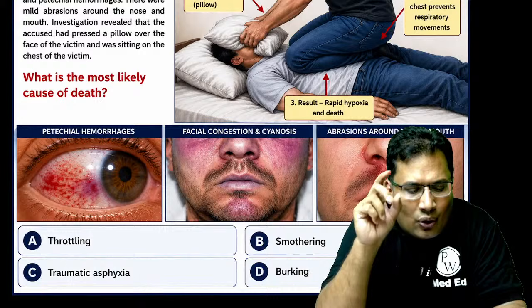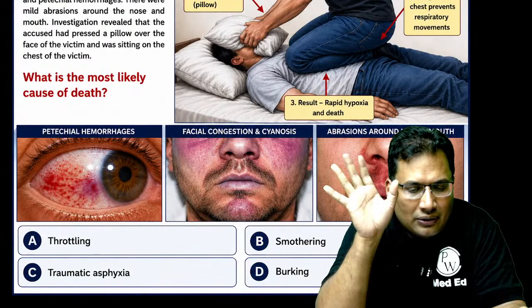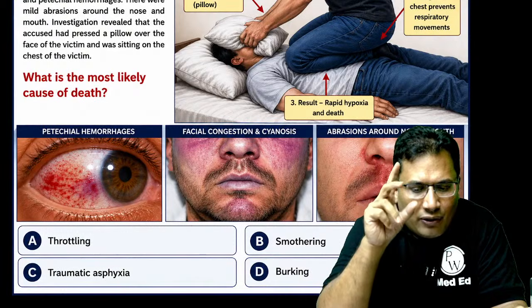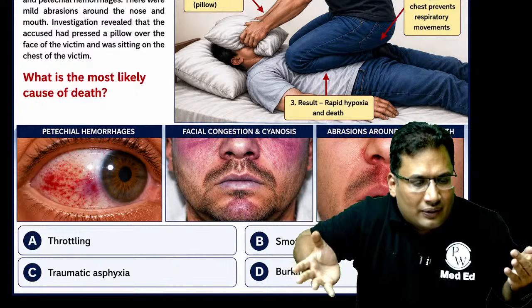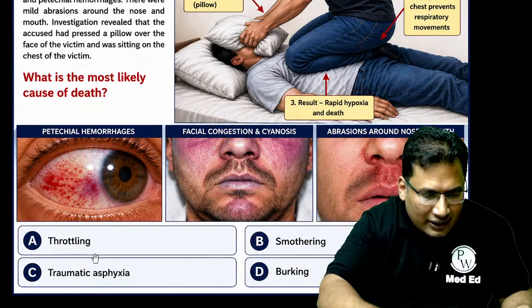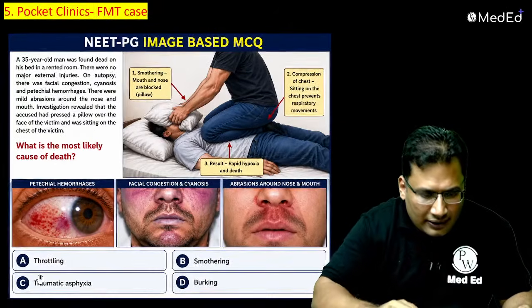Options are throttling, traumatic asphyxia, smothering and burking. So this is a combination of two. One is smothering, one is traumatic asphyxia. So the best answer is, can anyone try? Can anyone try this question, guys?